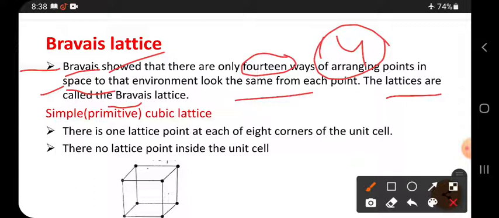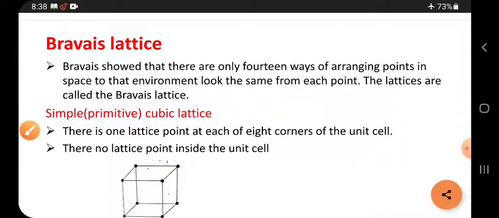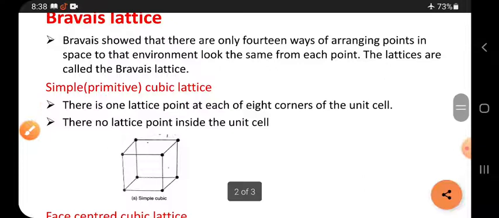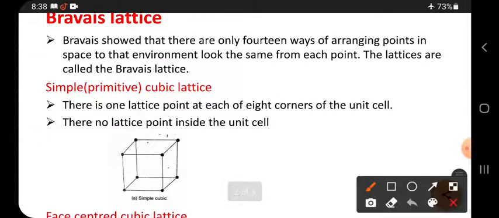Suppose you observe from this side, it appears the same, and from the bottom it appears the same. So the environment looks the same from all directions. That is the meaning of this, and such lattices are called Bravais lattices. How many lattices are there? Bravais showed there are 14 lattices.